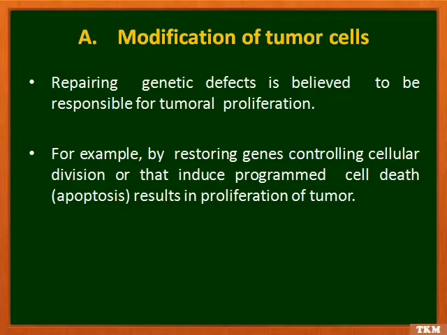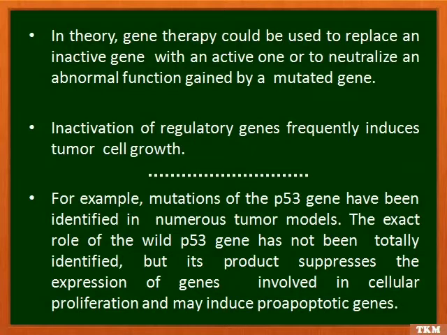For example, restoring the genes controlling cellular division or that induce programmed cell death, apoptosis, results in proliferation of tumor. In theory, gene therapy could be used to replace an inactive gene with an active one or to neutralize an abnormal function gained by a mutated gene.